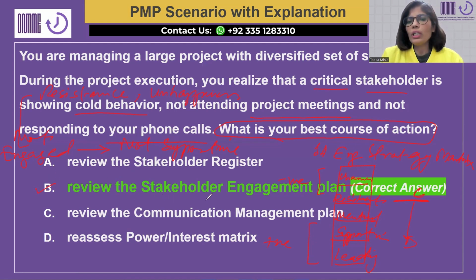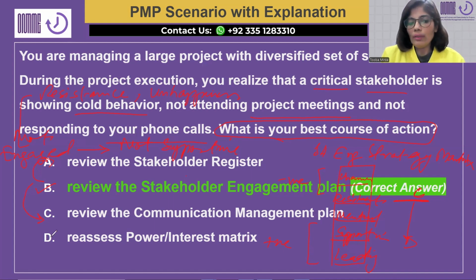After you go to the engagement plan, you may get to know that maybe some of the needs and expectations stated in the stakeholder register were not updated, and maybe you may need a revision in the stakeholder register, or you may require a revision in the communication management plan, or both, or none. That depends on what your review of the engagement plan for this stakeholder is going to help you with.